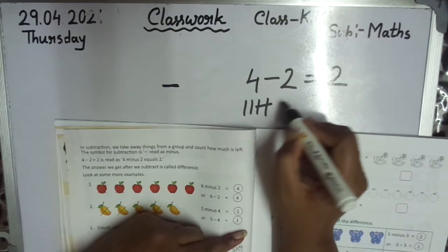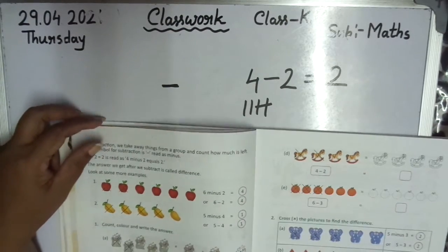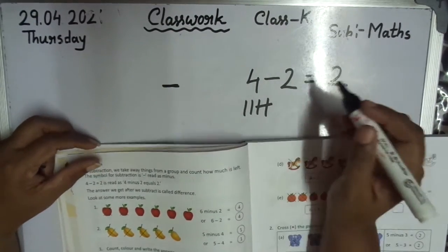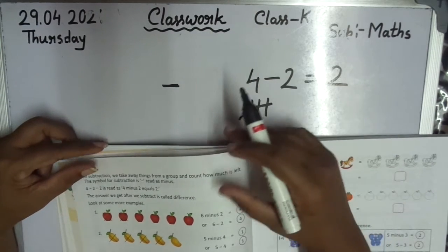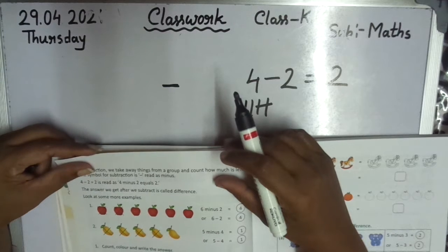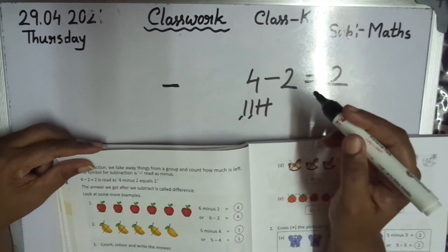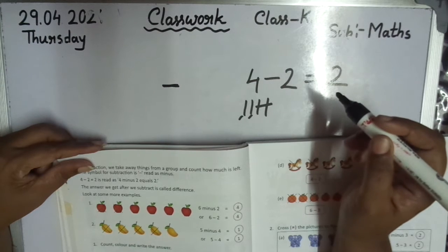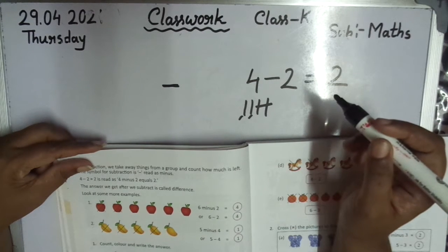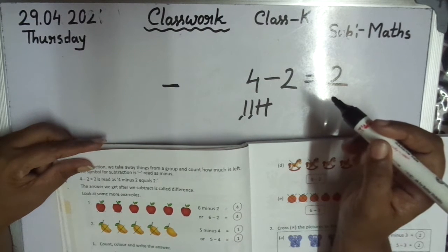So 2, answer 1. The answer we get after we subtract is called difference. Look at some more examples.